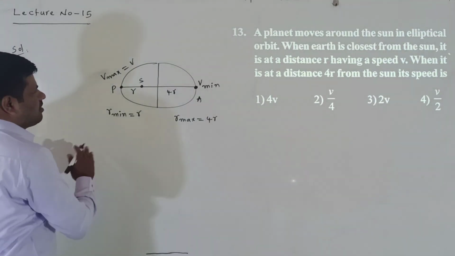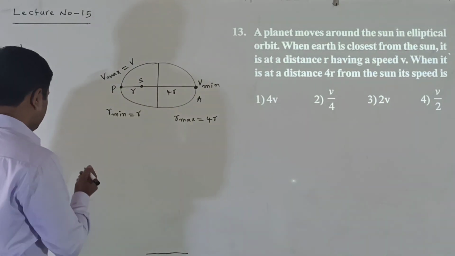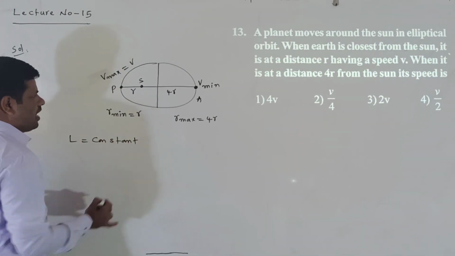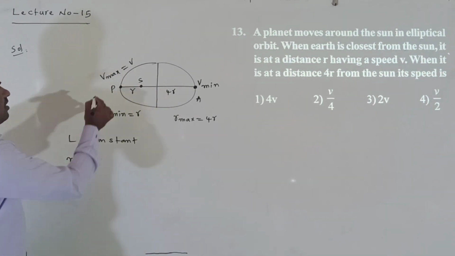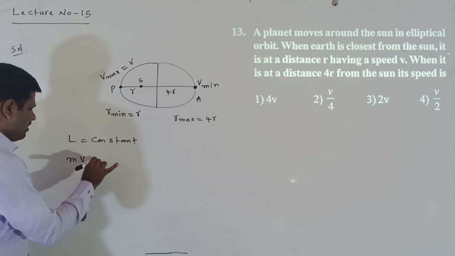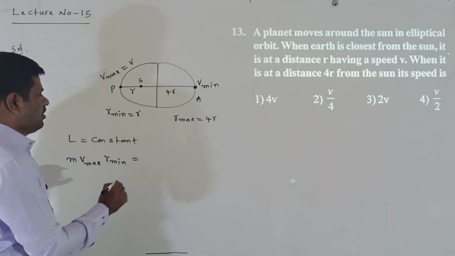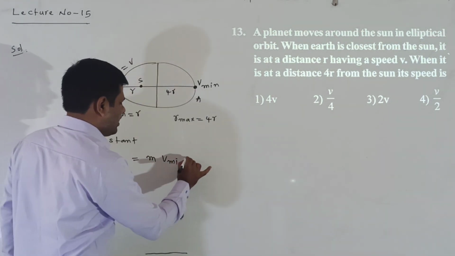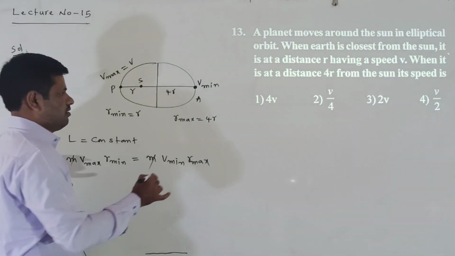We know that the mass of the planet, or mass of the Earth, I am considering as small m. It is revolving around the sun. Here we know the condition L equal to constant. Angular momentum is constant. So what am I writing here? Mass is m. Applying at the perigee, velocity is maximum: m into V maximum into R minimum is equal to m into V minimum at the apogee into R maximum. Here m gets cancelled.